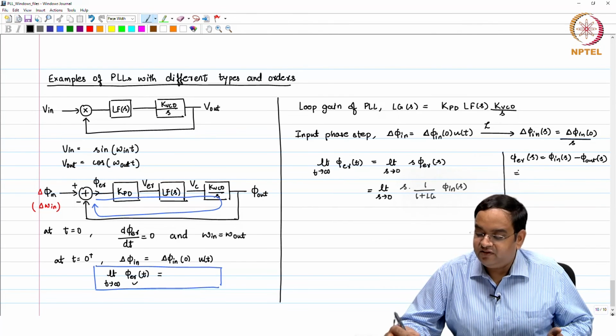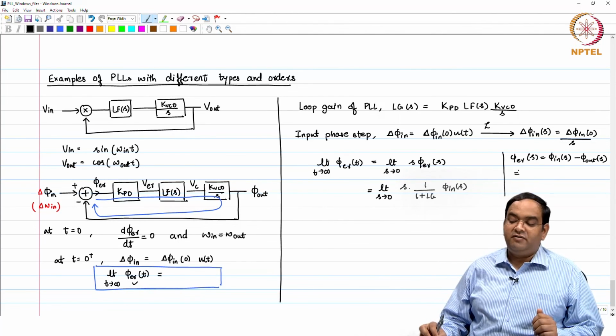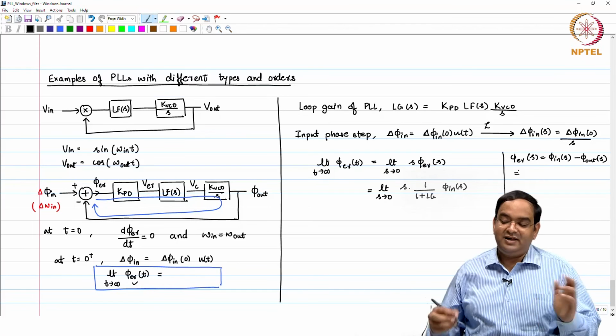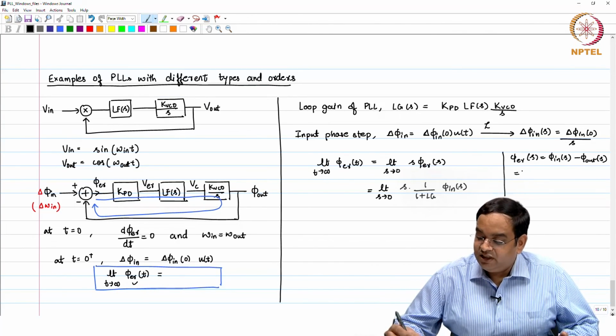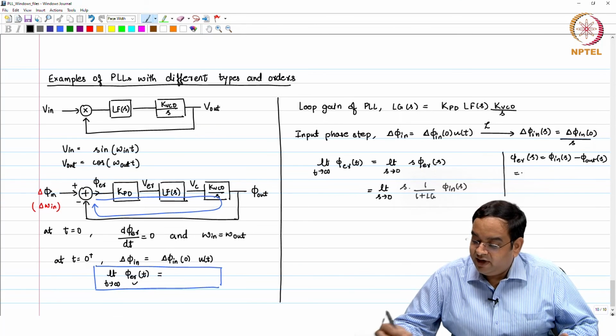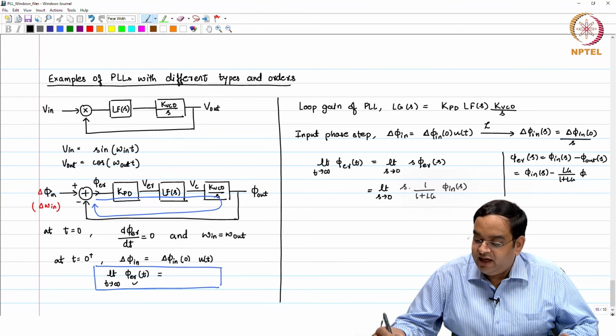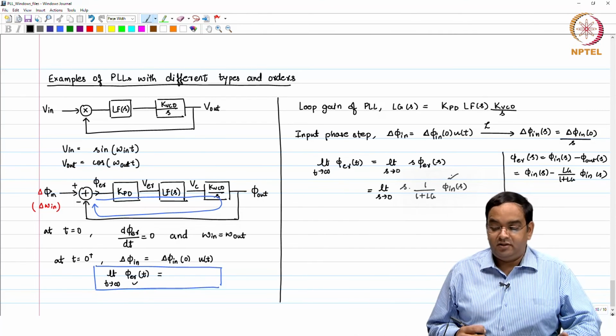Okay. So, you might be seeing here that I am using phase error of S or phase in of S and delta phase in of S interchangeably. Okay. So, that is like the small change which I am applying. So, phi out of S is equal to loop gain by 1 plus loop gain times phi in of S. So, from here this expression is clear.